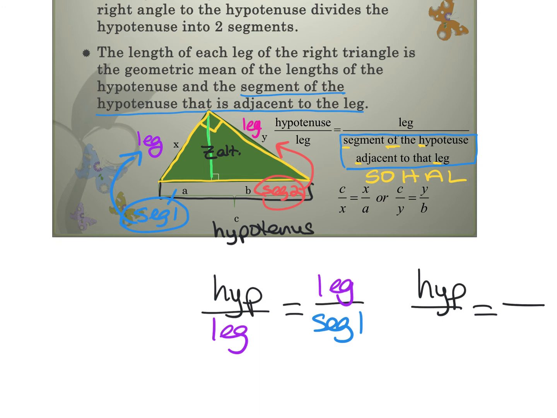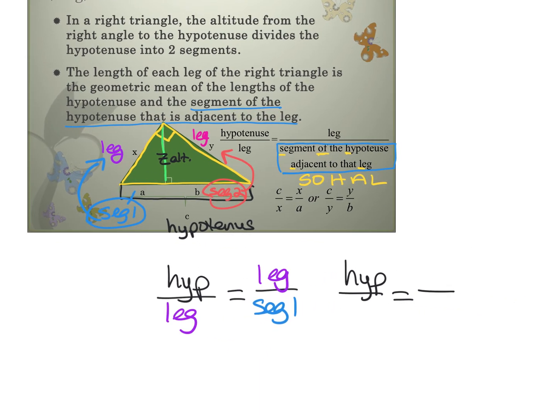Everybody with me on that? Okay. And then over here, this would be pink leg, and then its segment, its SOHAL is going to be segment 2. So this is the SOHAL, the segment of the hypotenuse that is adjacent to the leg. And now we're going to use these 2 proportions to answer the next 2 examples.